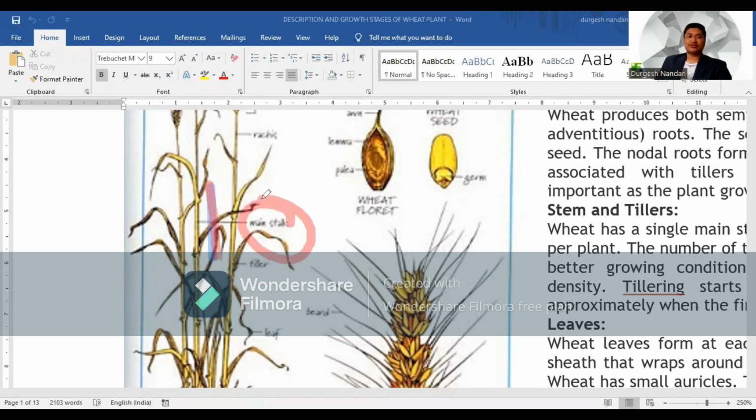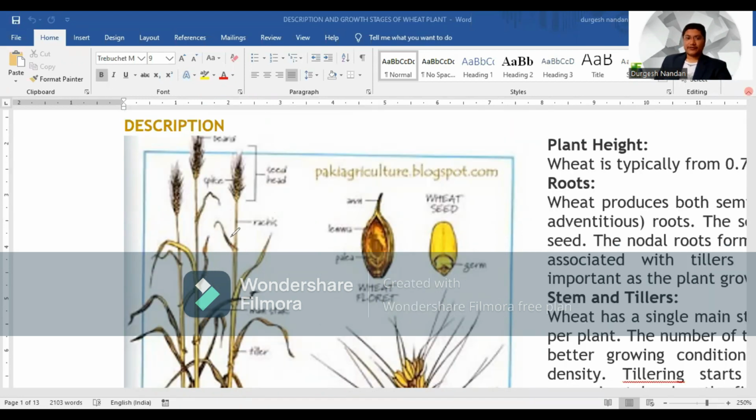The last leaf is known as the flag leaf. After this leaf, the stalk that is found is known as the rachis. After that comes the upper flower head or ear, which is known as the head of the plant.